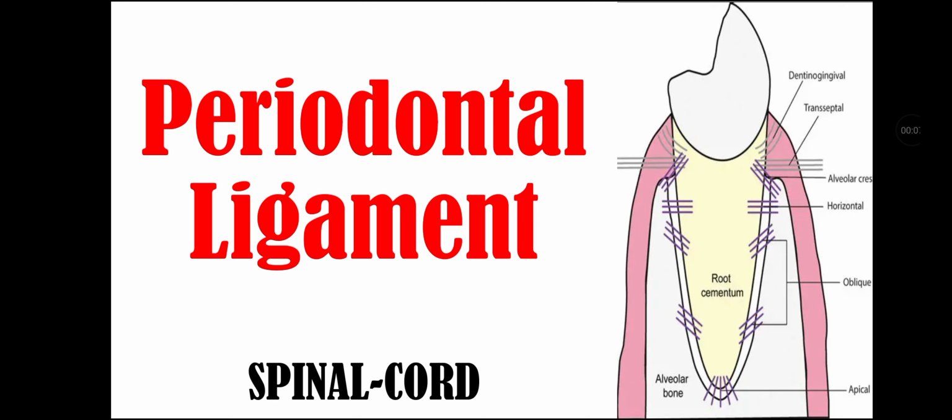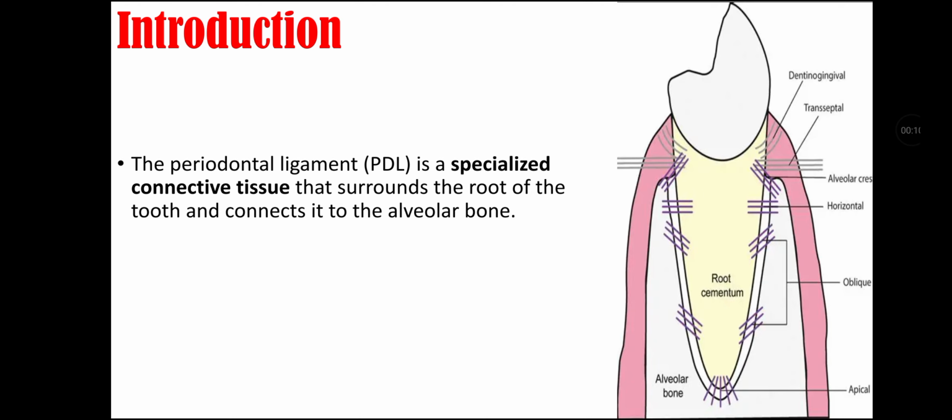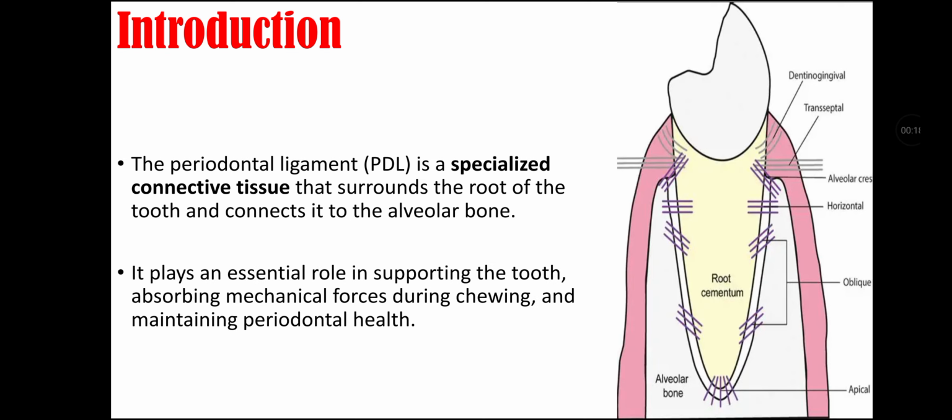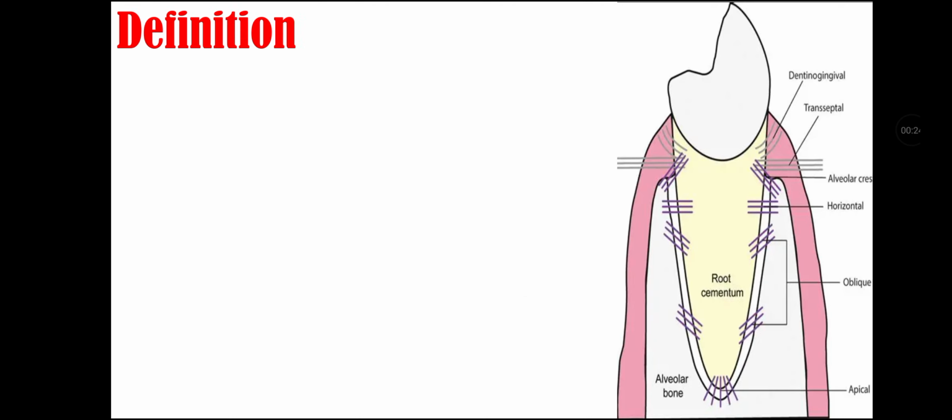So let's start our topic with introduction. Periodontal ligament is a specialized connective tissue that surrounds the root of the tooth and connects it to the alveolar bone. It plays an essential role in supporting the tooth, absorbing mechanical forces during chewing and maintaining periodontal health.